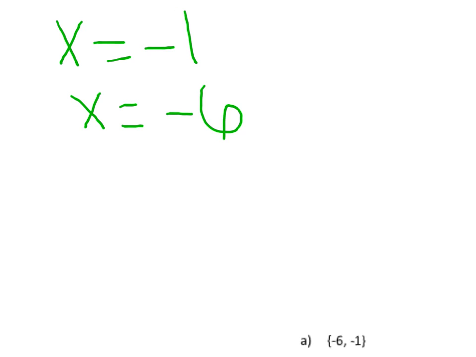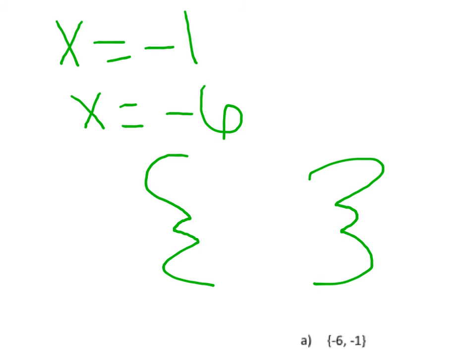Now that we have the answers to our two separate equations, we have to put them into a set. So, again, we put the smallest number first. So we will have negative 6, comma, negative 1, and that will be our answer. It matches letter A.